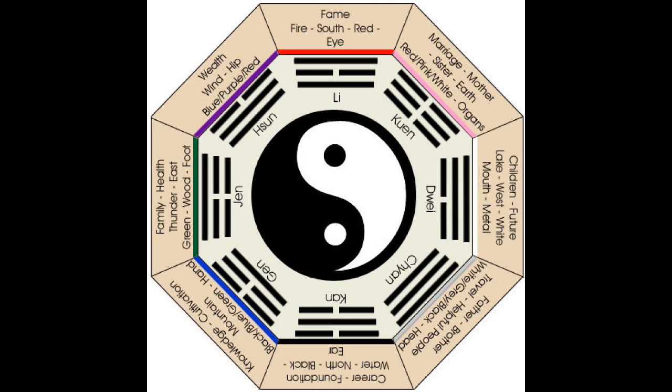Going in a clockwise direction, we come to the next section of the Bagua, health, family, and thunder. This section corresponds to the element of wood, and the compass direction is east, and the colors of this section are green. The body part associated with this section is the foot. The trigram that is associated with this section is Zhen, which is a solid line on the bottom and two broken lines over it and means the arousing shake.